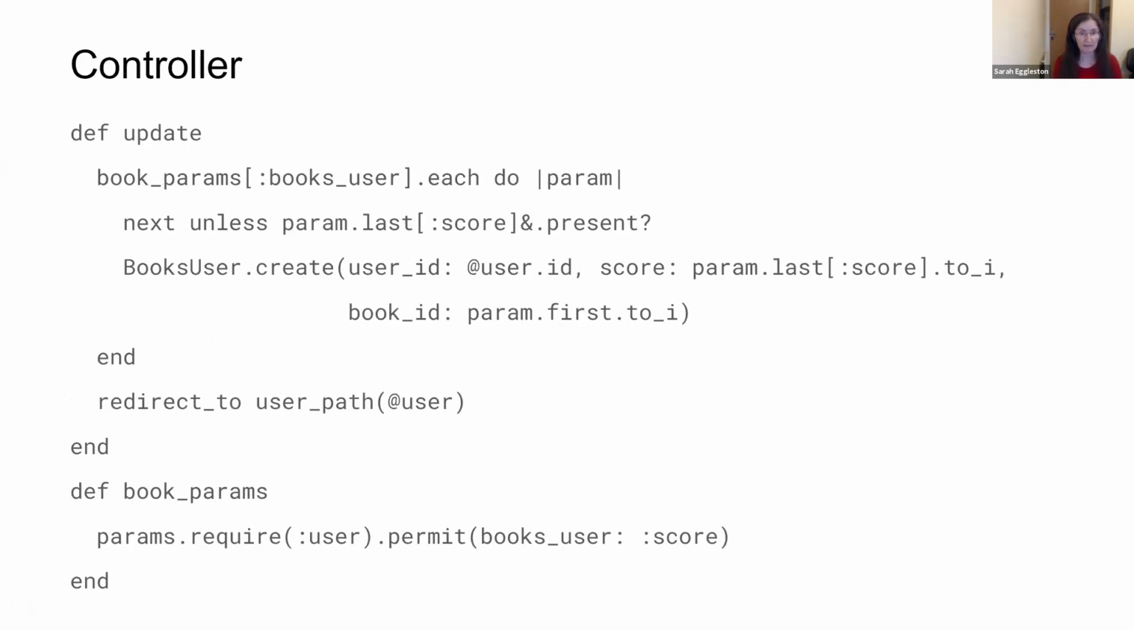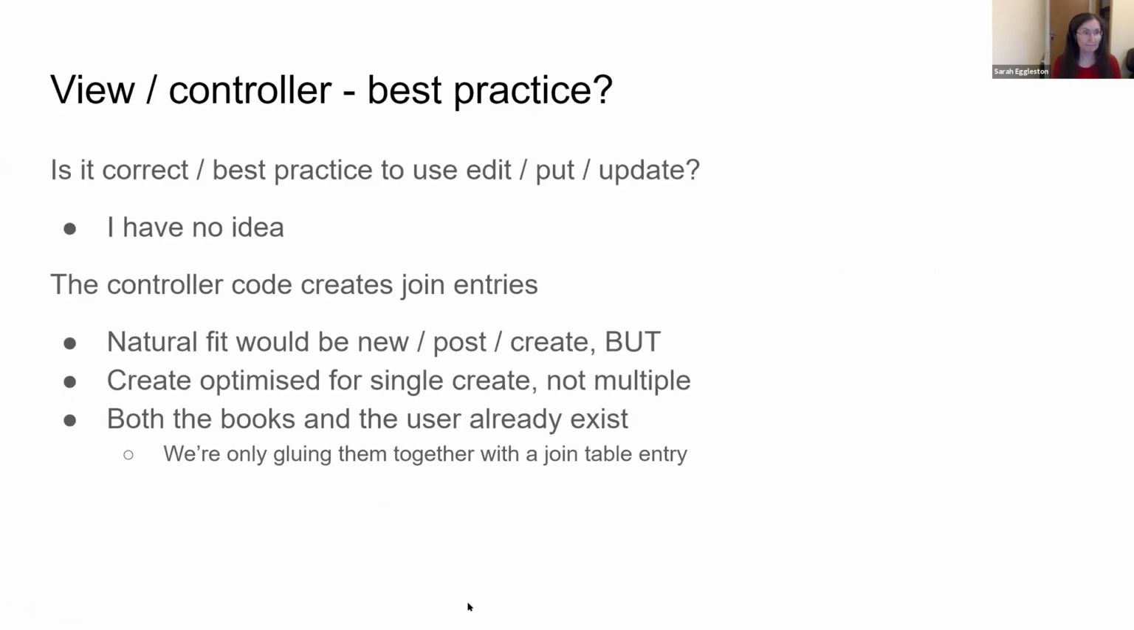So the controller itself is fairly succinct as well. And that's basically a create statement. The other debate I had with myself is, shouldn't this be a create page? I mean, if you're being purely RESTful, that you're creating things, it would be a create. But Rails controllers are optimized for a single create, not a multiple.